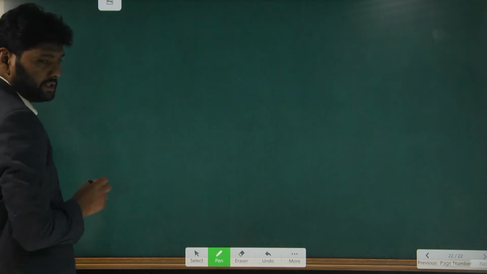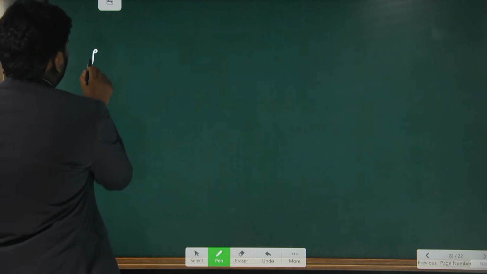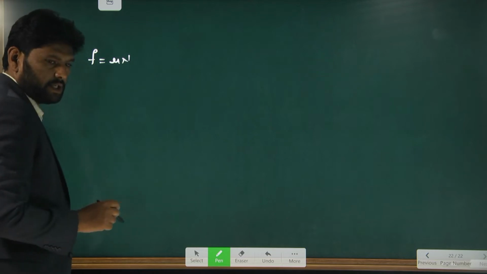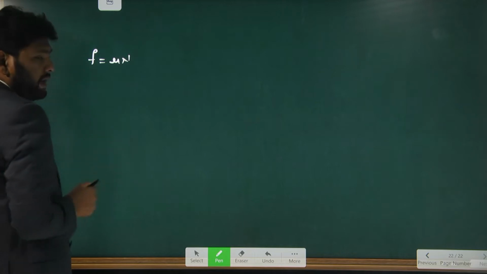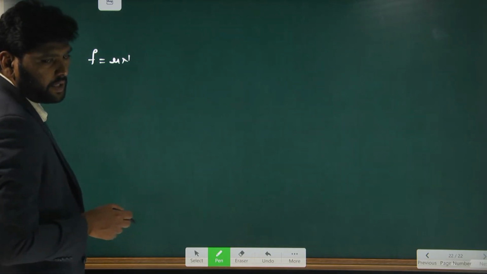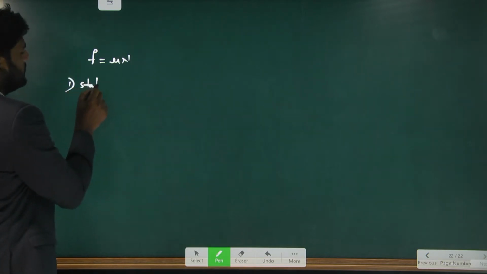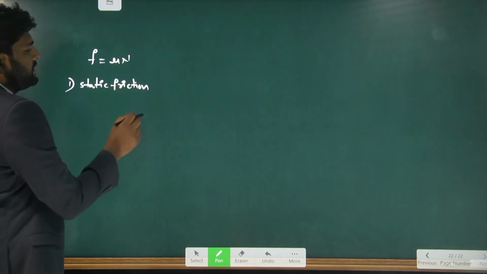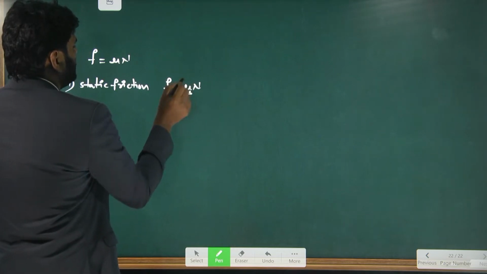So what are the formulas here? Tell me the general formula for friction. The general formula for friction is F = μN. This is the general formula for friction. And also, how many types of frictions do we have? We have three types of frictions. One is static friction. What is the formula for static friction? Fs = μs N.